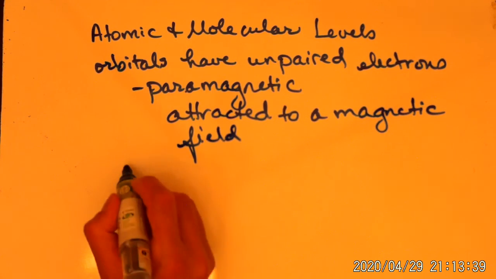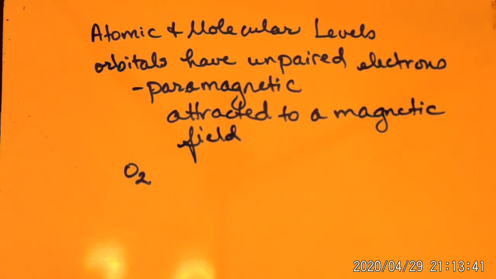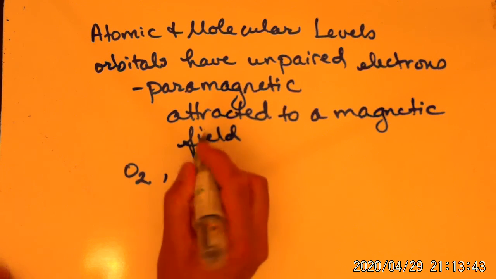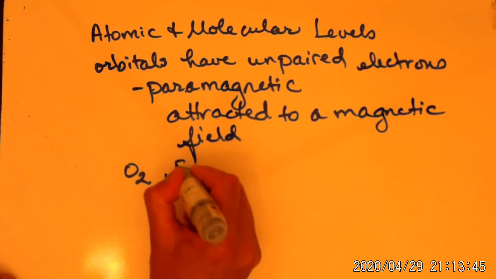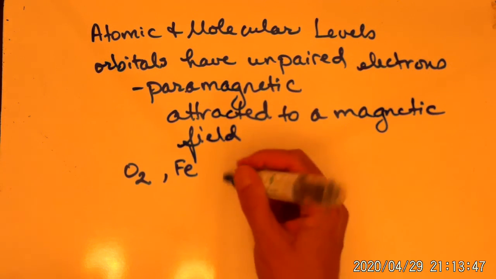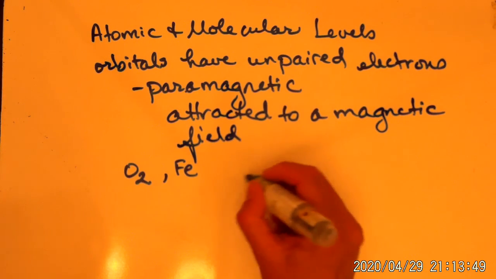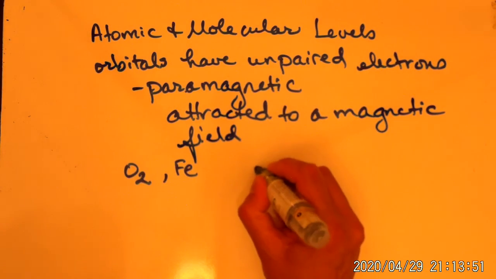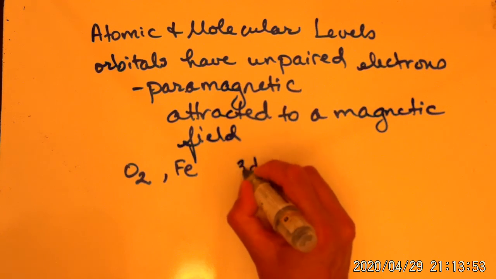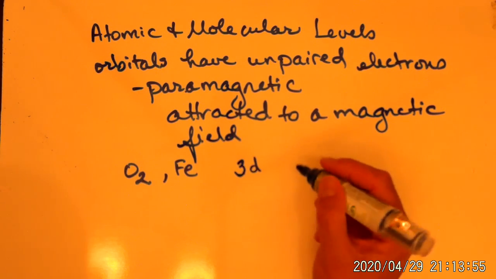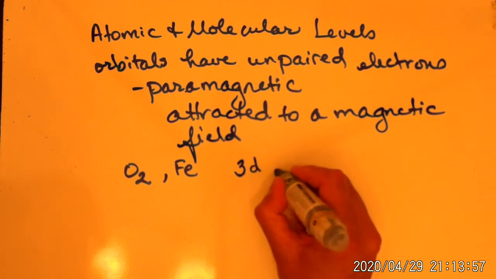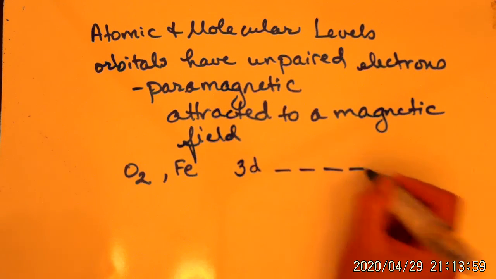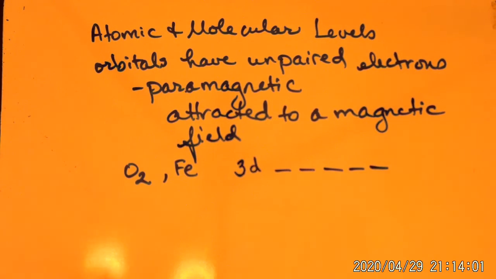Okay, now we talked about oxygen being an example. But if we look at something like, let's say, iron, and let's look at the 3d orbital. What you find is that iron itself has 26 electrons.